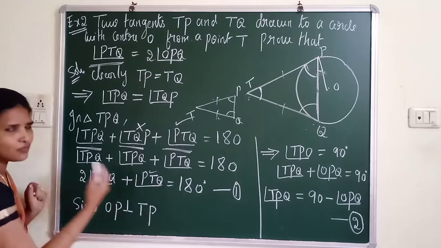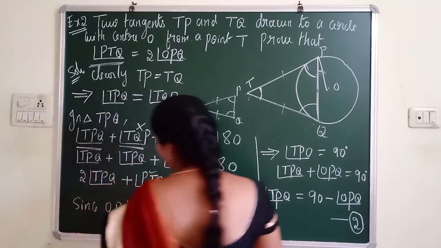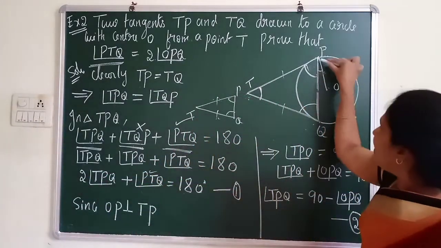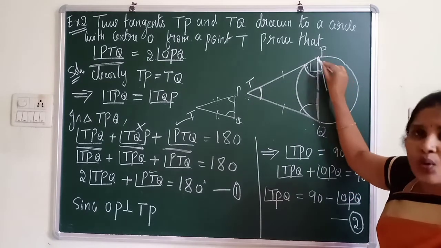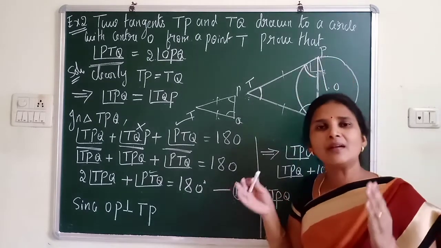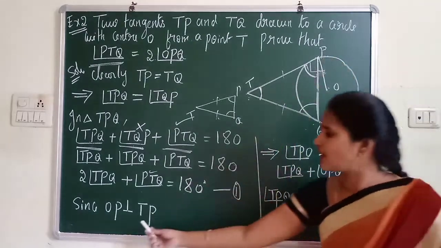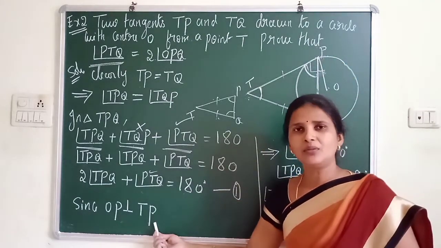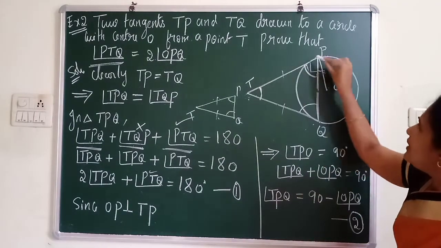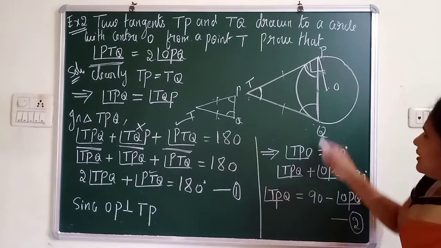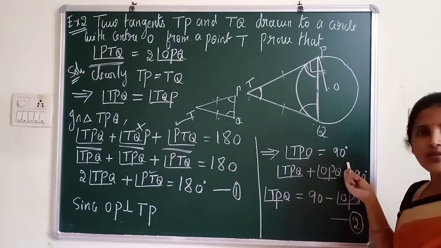So how to connect this TPQ with that OPQ? Now take this equation 1 and let us connect now. So you know that OP is a radius and TP is a tangent. So what is the relationship here? OP is always perpendicular to the tangent at the point of contact. So I can write OP is perpendicular to TP. If OP is perpendicular to TP, can I write angle TPO, this full angle, is 90 degrees. So angle TPO equals 90.